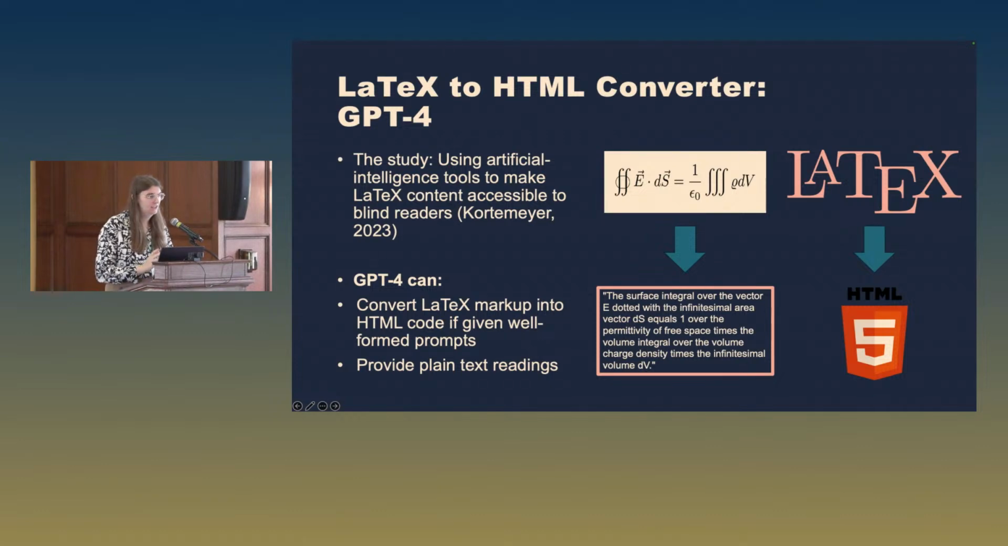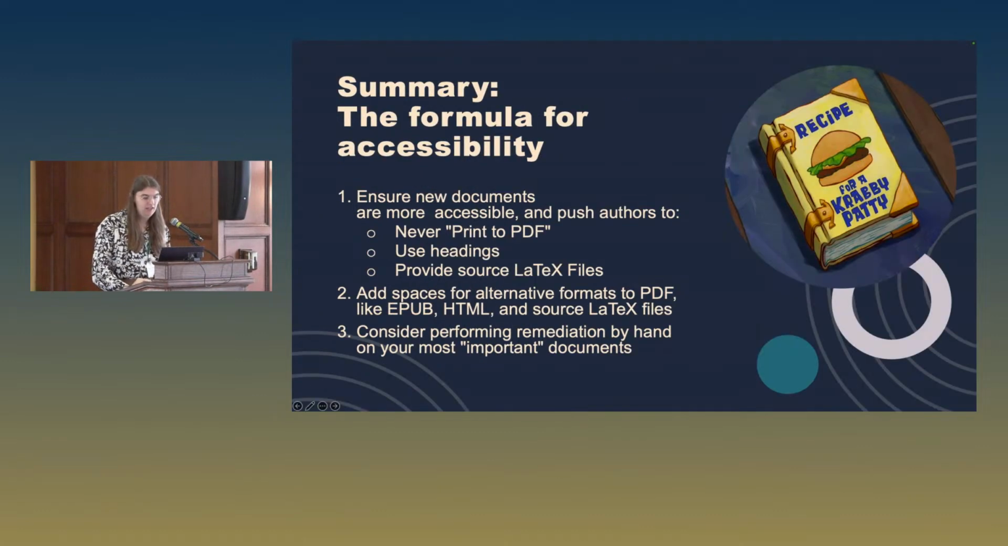Okay, so moving away from pie-in-the-sky imaginings, let's summarize what you can do now to make your documents more accessible. Here are my suggestions. There are so many more. I'm just going to read them out loud. They're succinct calls to action for people in this room. Number 1, ensure new documents are more accessible and push authors to never print to PDF. Never, ever, ever, ever, please.